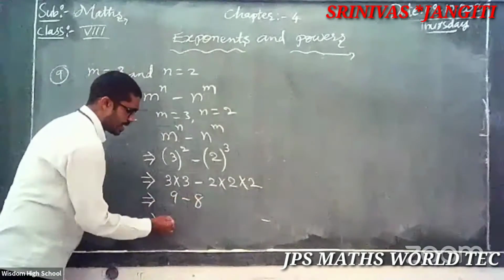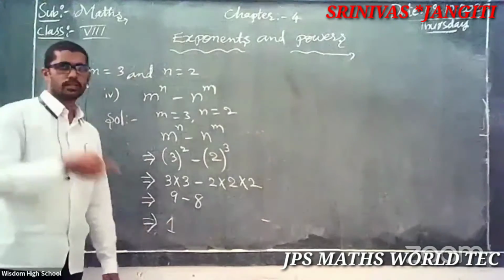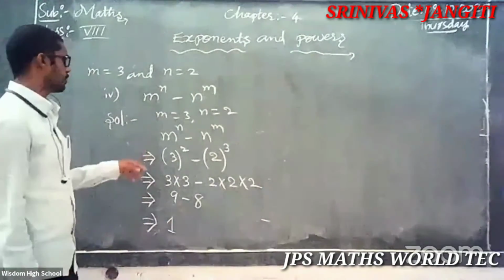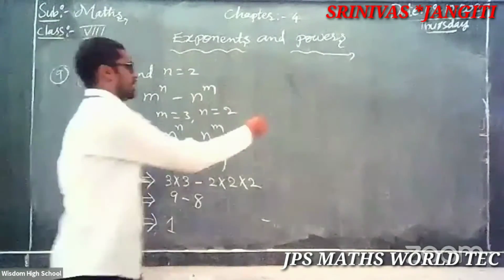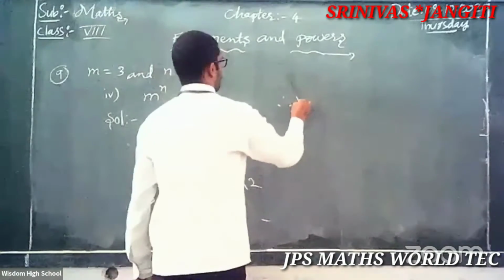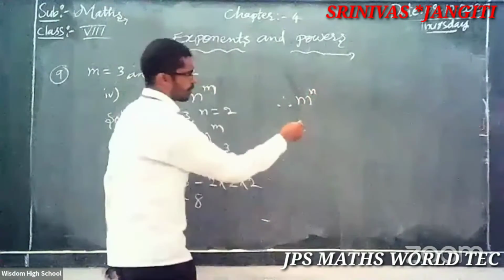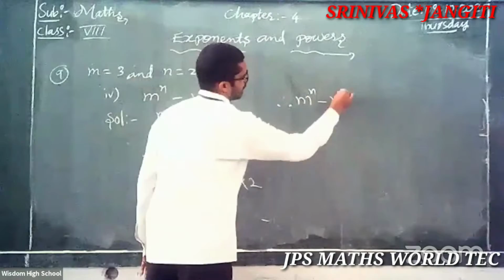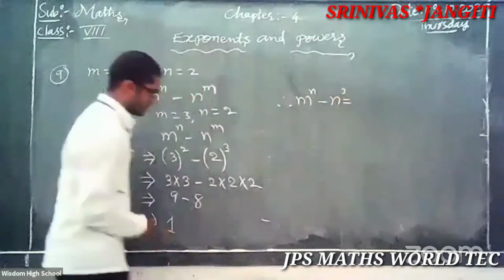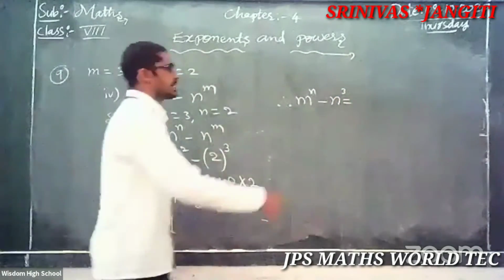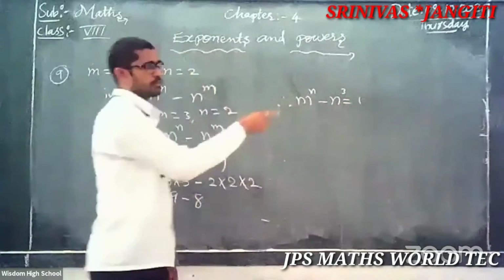9 minus 8. Same, the first one was the same one. Therefore, what is here? M to the power of n minus n cube is equal to, what is the result? Is 1. So simple.